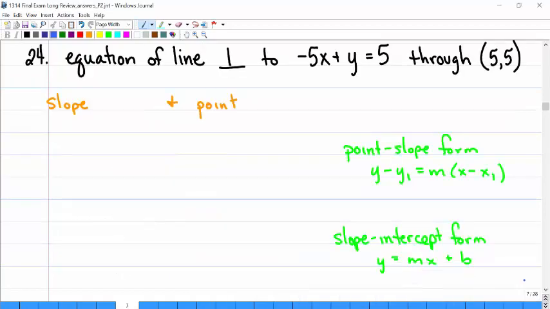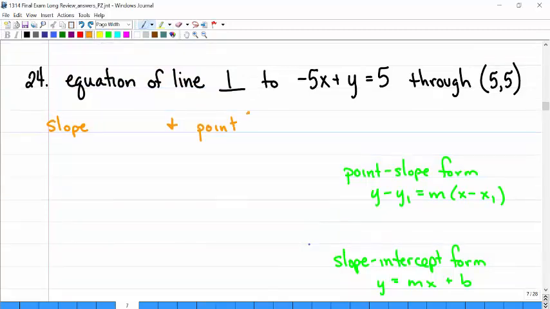Number 24, find the equation of a line perpendicular to the line y equals -5x plus 5 that goes through the point 5, 5. To find the equation of a line, you need two things. You need slope and a point. They give you the point. The point is 5, 5. That's good, right here. But how do you find the slope of the line that you want?